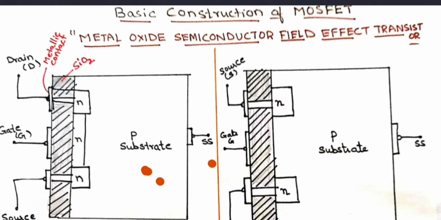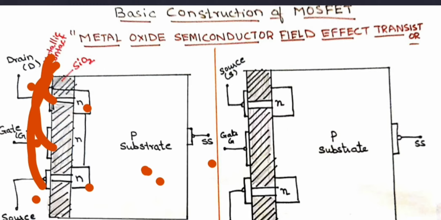to the P substrate you have two N-type materials connected here, and these two N-type materials are connected to two contacts. One is drain and the other is source, through metal contacts, and another metal contact is connected to the gate, where the gate is not connected to the N-type material. So this is a metal contact, this is a metal contact, you have metal contacts.